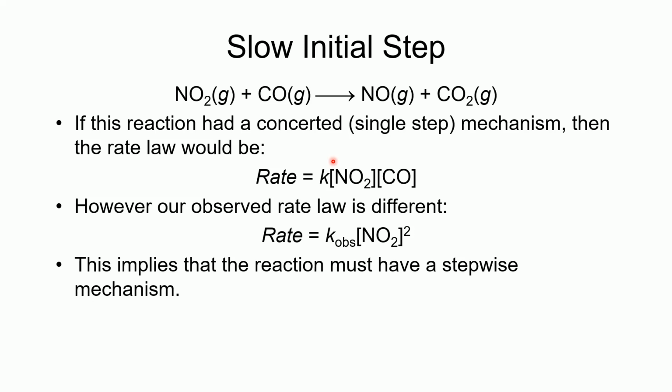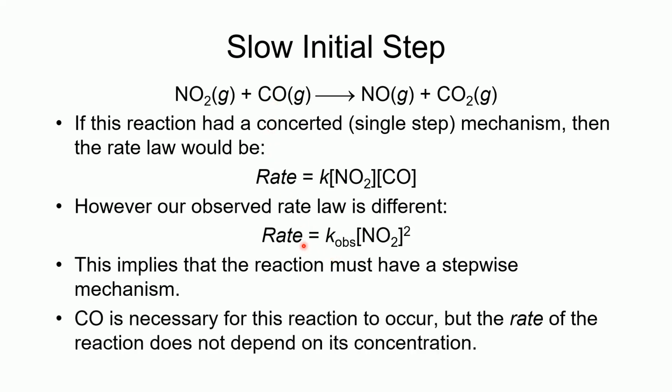The other thing that's kind of interesting here is that carbon monoxide is a reactant, but you'll notice that it doesn't show up in the rate law. Well, technically what that means is that the order with respect to carbon monoxide is 0 order. It means that we can change the concentration of carbon monoxide, but it doesn't change the rate of the reaction, which is kind of interesting. So the rate of the reaction is independent of how much carbon monoxide is there. So again, we would say that the order of the reaction is 0 order with respect to carbon monoxide.